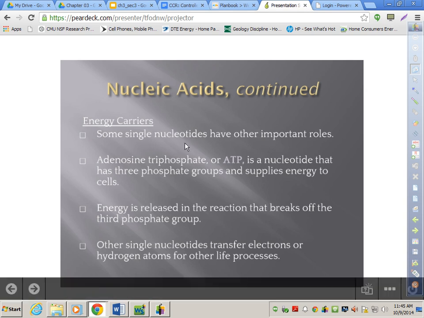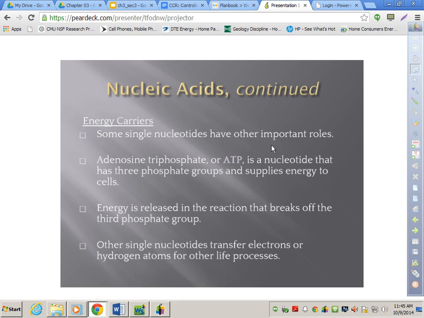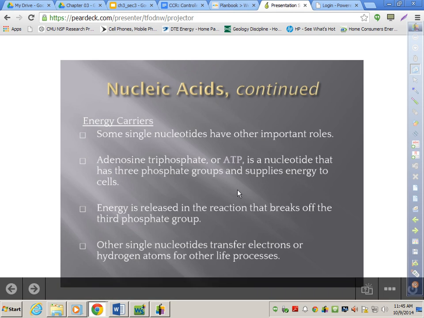So some single nucleotides have other important roles. Adenosine triphosphate, or ATP, is a nucleotide that has 3 phosphate groups, hence the tri. It stands for adenosine triphosphate. Phosphate groups and supplies energy to cells. There's a lot of energy in ATP. Takes a lot of energy to make ATP.